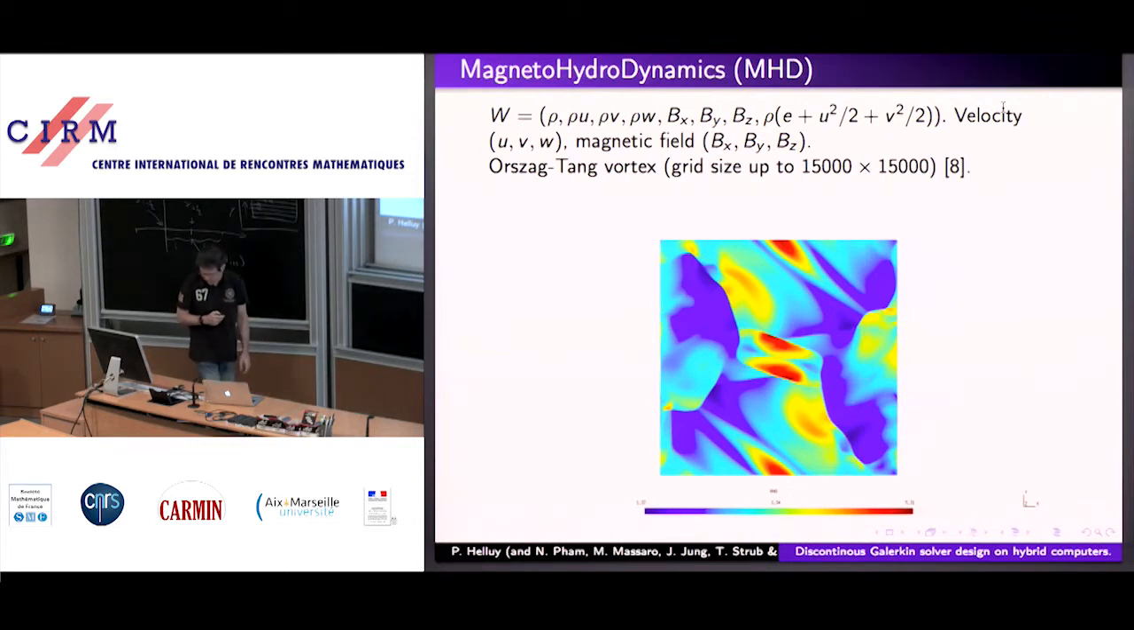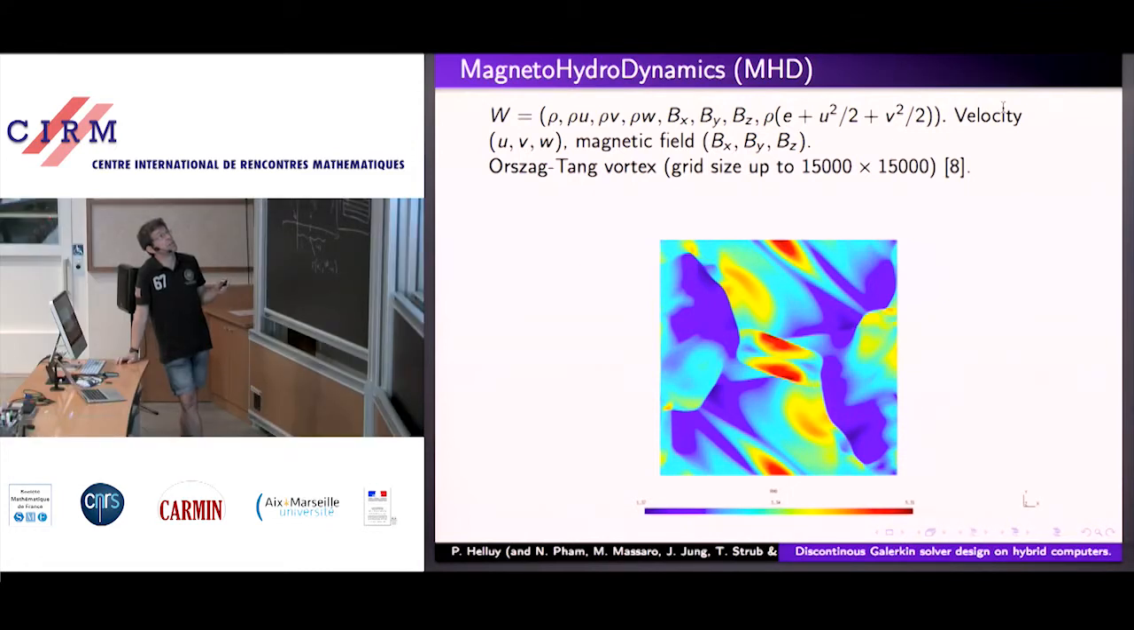And the same program has been adapted by Michel Massaro, who was here last week, for MHD. So here in MHD, the conservative variable vector is here. So you have the density, momentum, magnetic field, energy, and you can compute with the same kind of algorithm standard test cases such as the Orszag-Tang vortex. So here you have an example of what you obtain. This is the density, I think, for this test case, and we have been able to use very fine grids also.